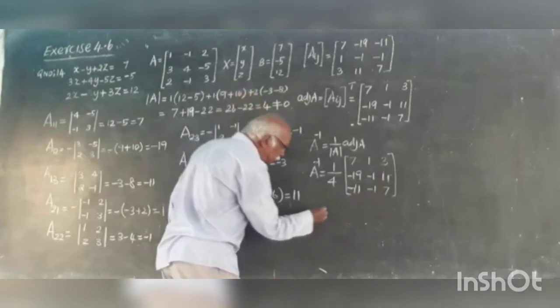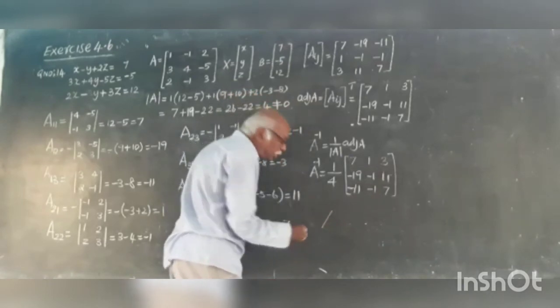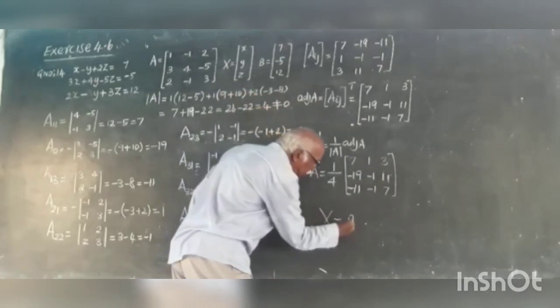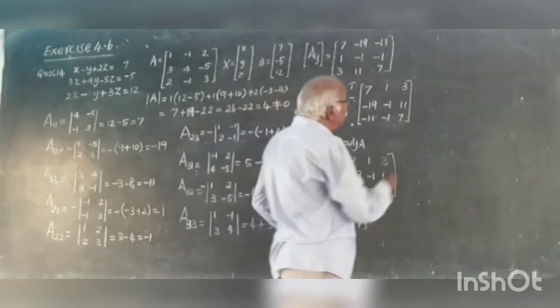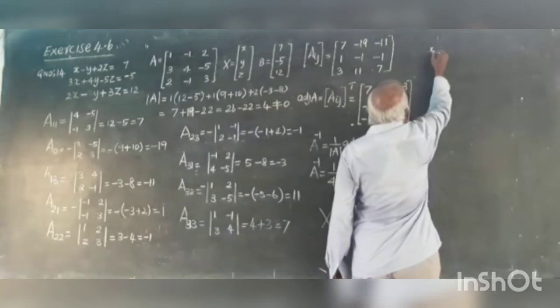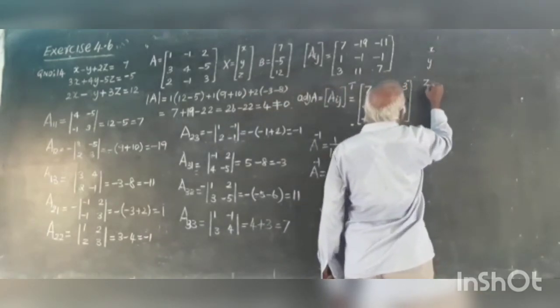Now we have to find the matrix equation. What is the matrix equation? X is equal to A inverse into B. In place of X, we write X, Y, Z.